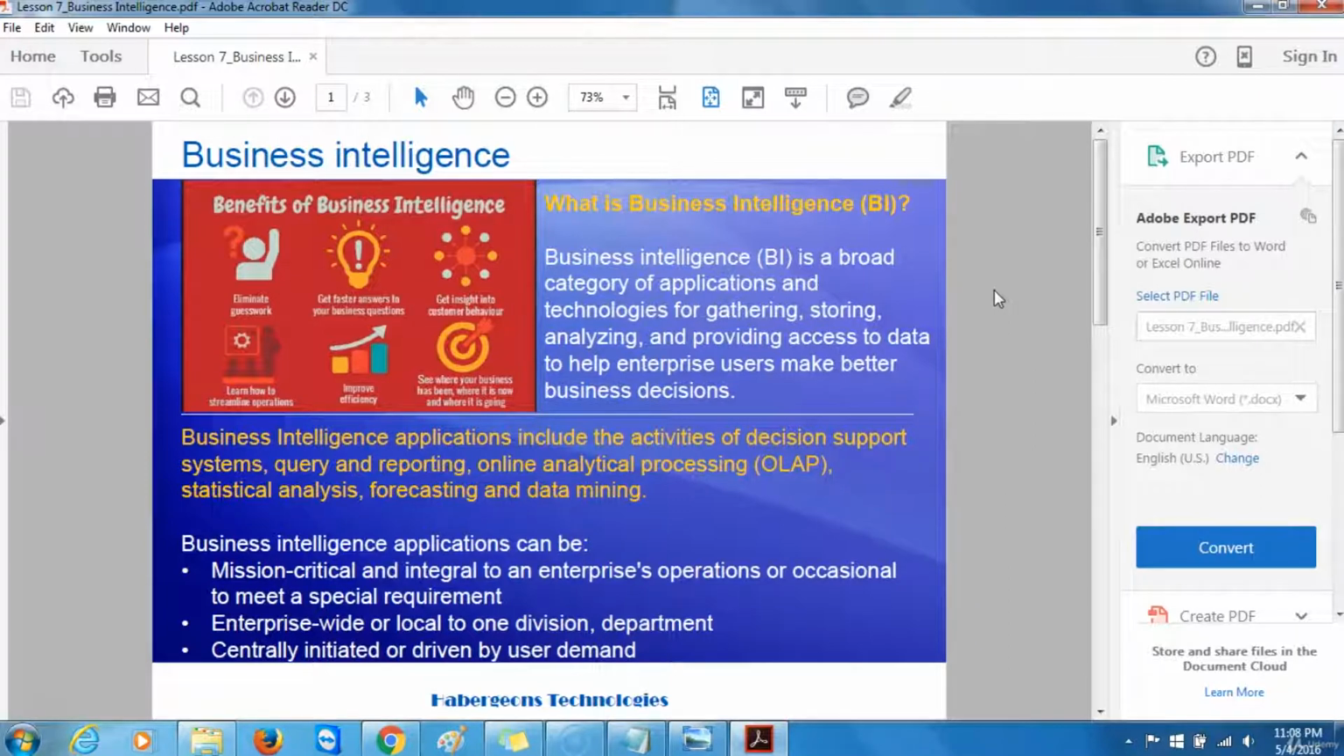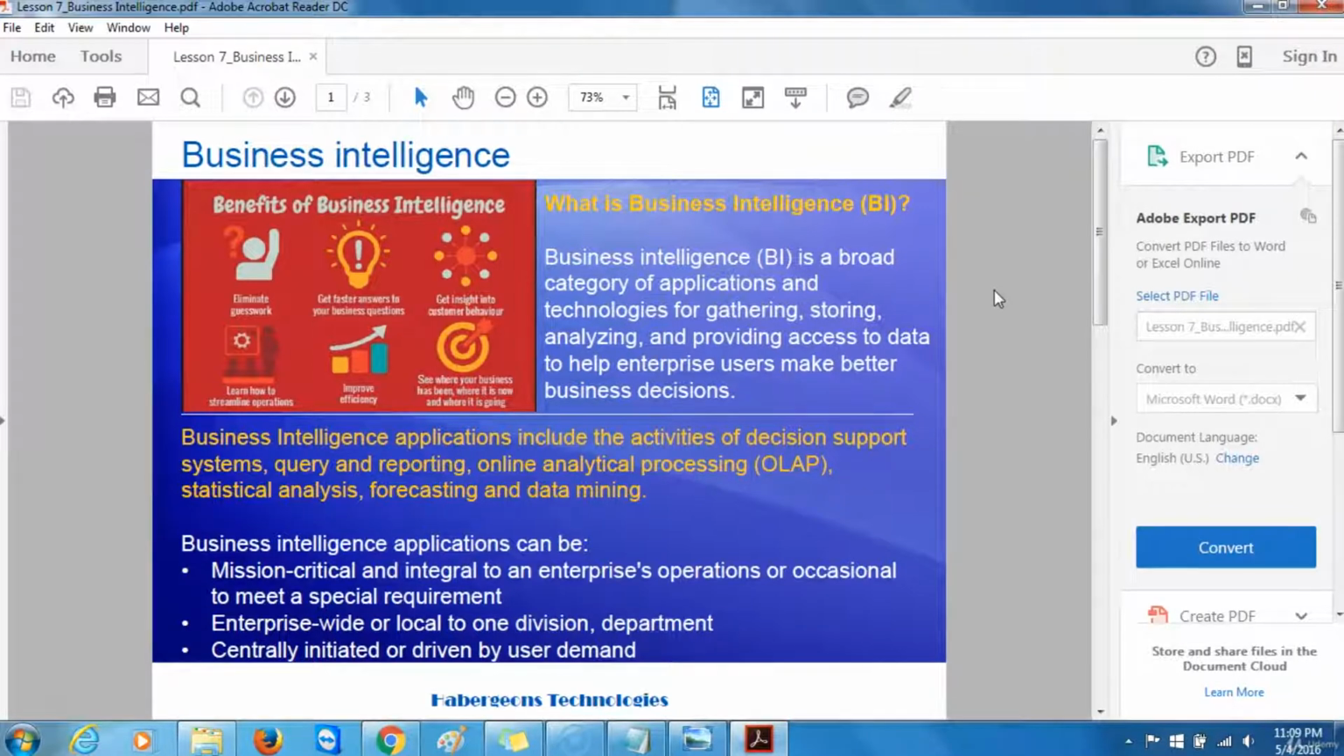One of the key benefits of business intelligence is that it helps you eliminate guesswork. It helps you get faster answers to your business questions. It also helps you get insight into customer behavior, as well as learn how to streamline operations and improve efficiency. You can also see where your business has been, where it is now, and through predictive analytics you'll be able to predict where you are most likely to end up.